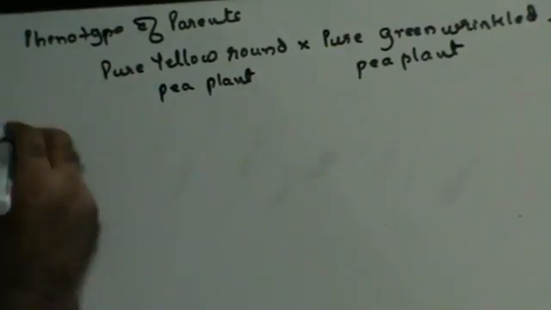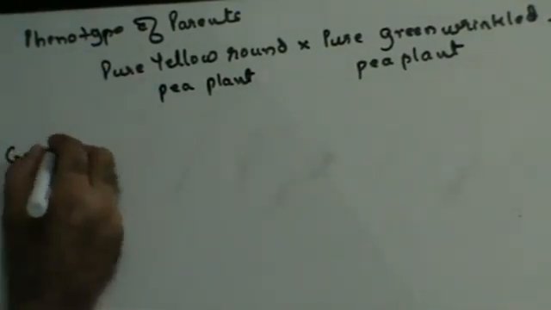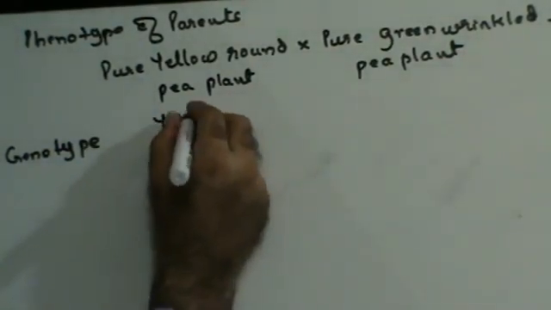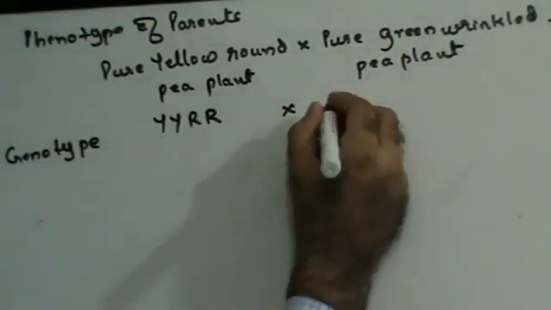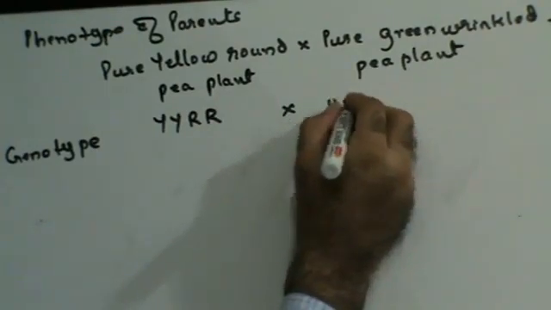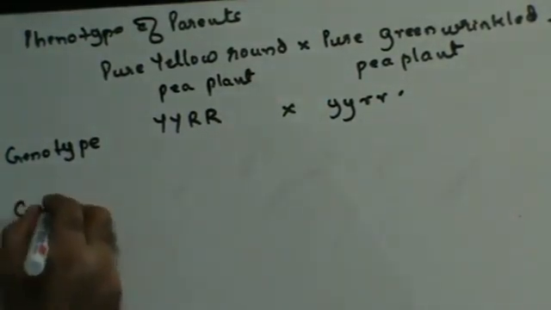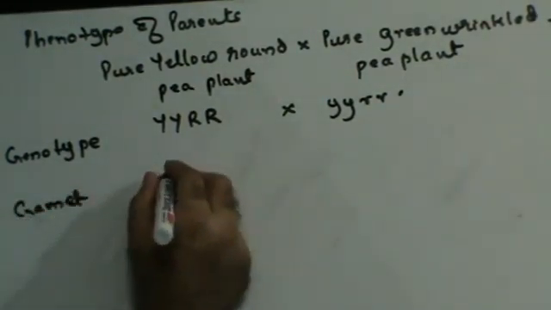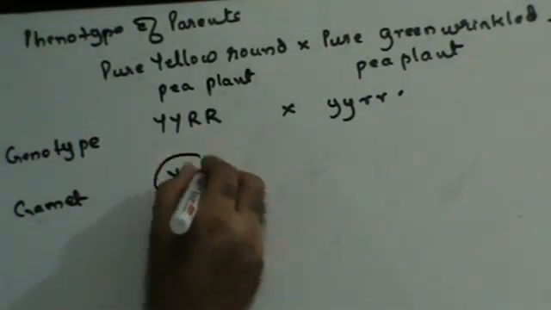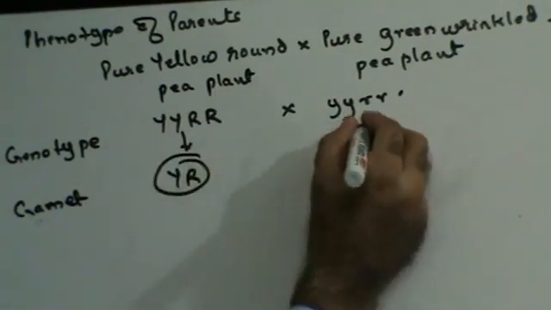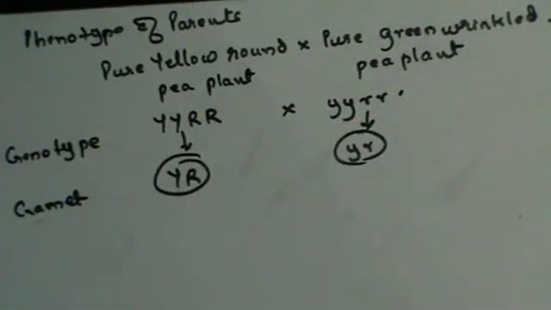Now, what would be the genotype for this? The genotype would be pure yellow, pure round, and this is pure green and pure wrinkled. This would be my genotype. So in that case, the gamete that would be produced will be YR here, and yr here. These would be the gametes produced by the two parents, right?